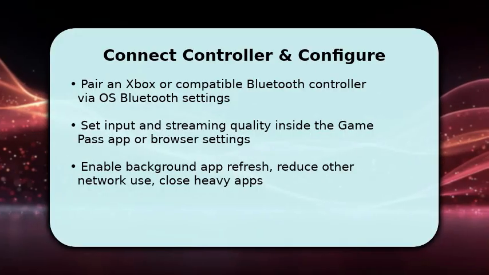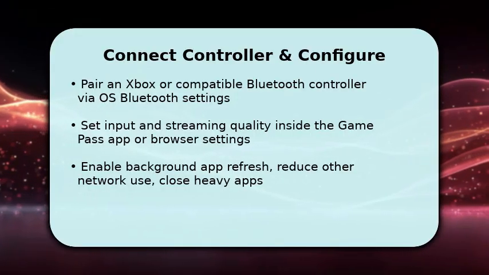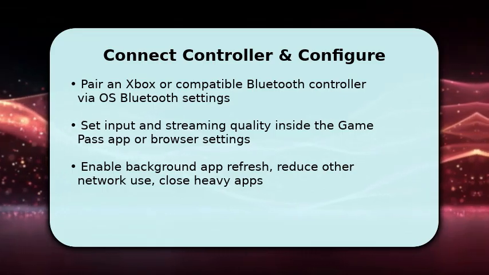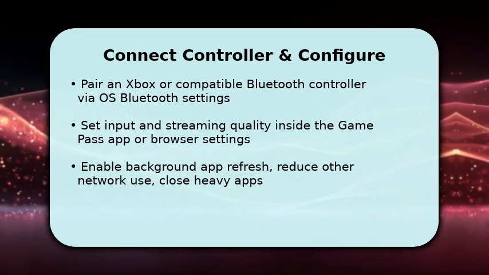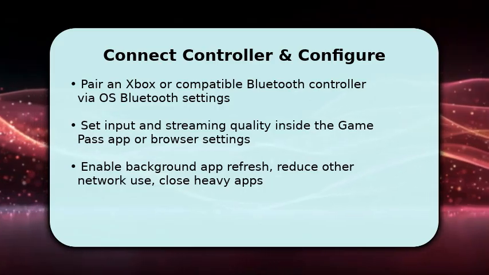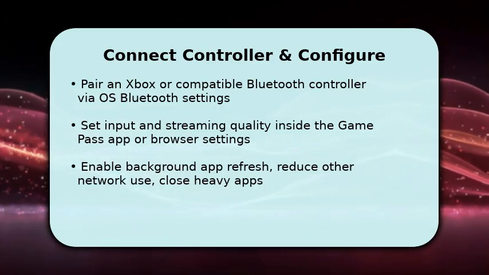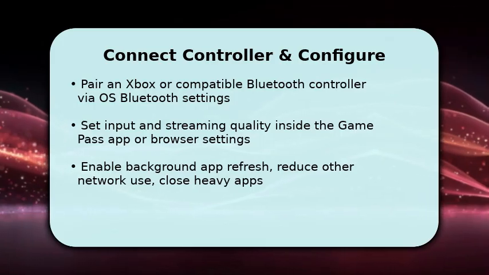Now you connect your controller and optimize settings. Pair an Xbox wireless or other Bluetooth controller through your phone's Bluetooth menu. Make sure firmware is current for best responsiveness. In the app or browser, choose streaming quality. Lower settings reduce stutter but cost fidelity, so pick a balance for your network.